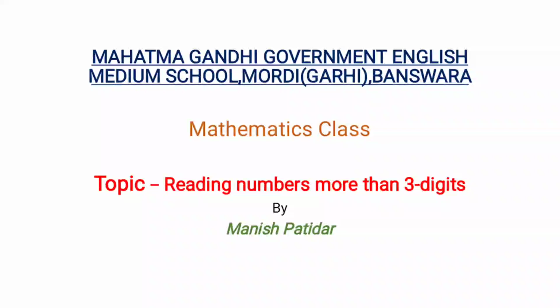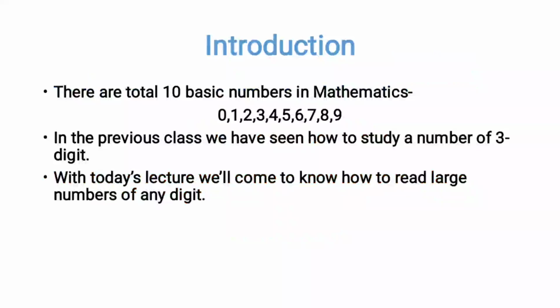In previous class we have studied how to read a 3-digit number. In today's lecture we will start how to read a number greater than 3 digit. So in the previous class we have seen the basic numbers. The basic numbers in mathematics are 10 and these are shown here. We have seen also the basic rules and the practice for 3-digit numbers and how to read them. Now we will see how to read the numbers greater than 3 digit.